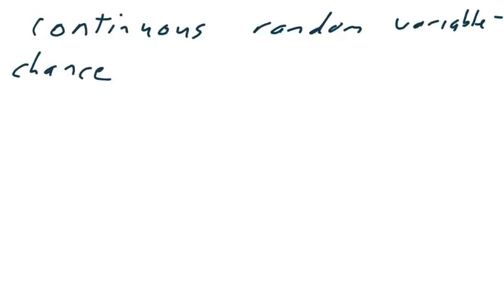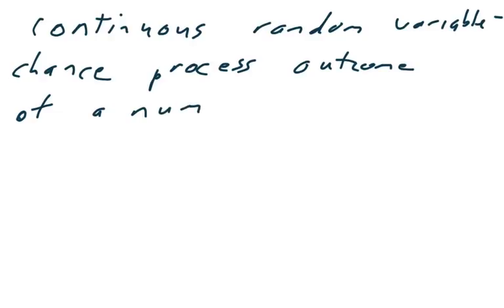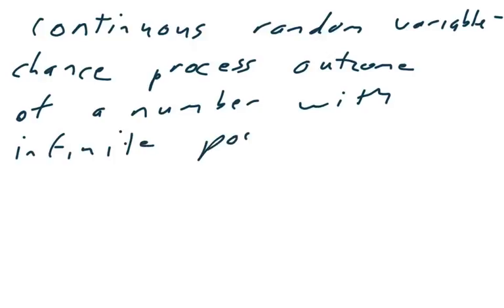A continuous random variable is the outcome of a chance process, a number with infinite possibilities.